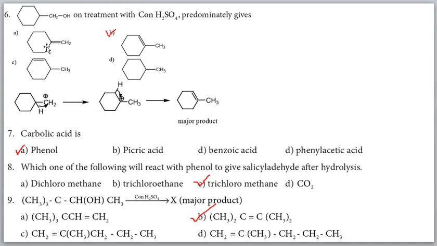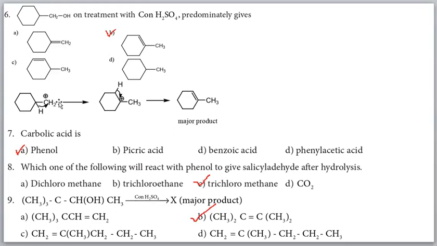In this case, you see total branches 1 and 2, only 2 branches. Here 3 branches. When the number of branches is more, the compound is more stable. Okay, so this is the correct option. How are we getting this answer?